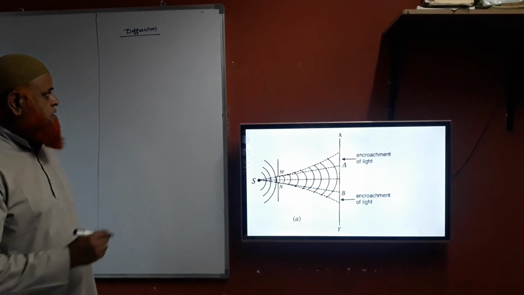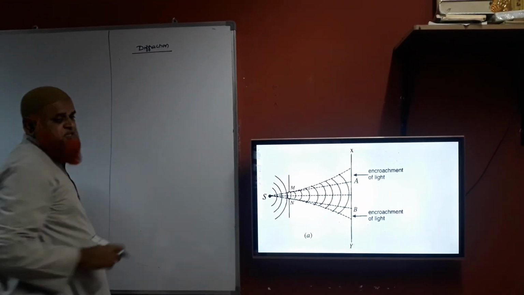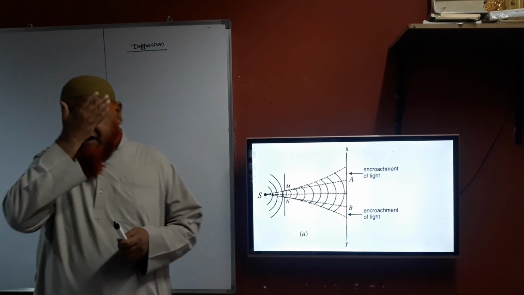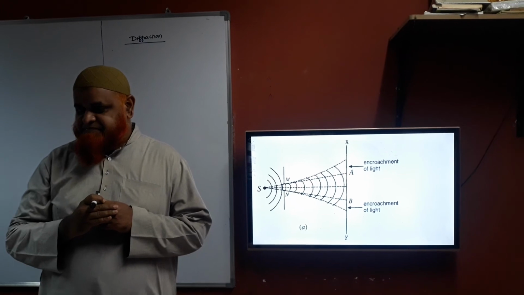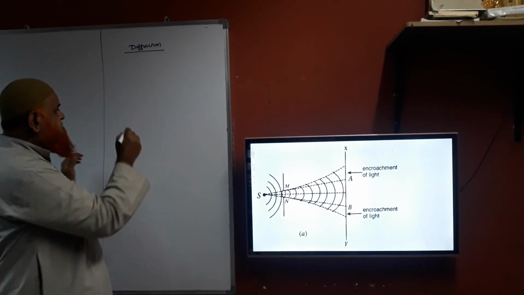Okay. So today we are discussing diffraction. What do you mean by diffraction? Diffraction is nothing but bending of light. How can the light be bent?